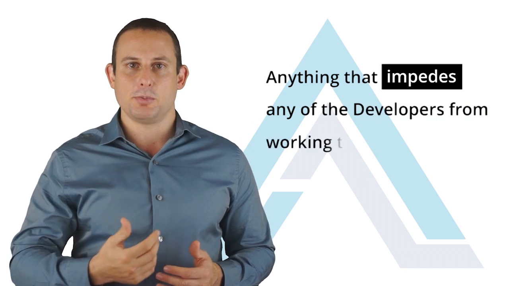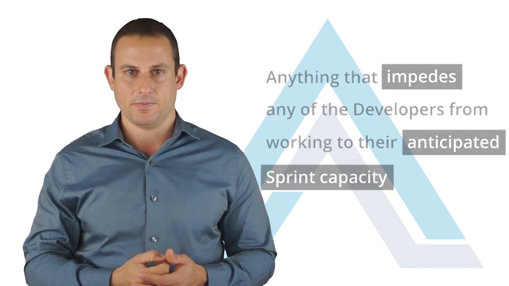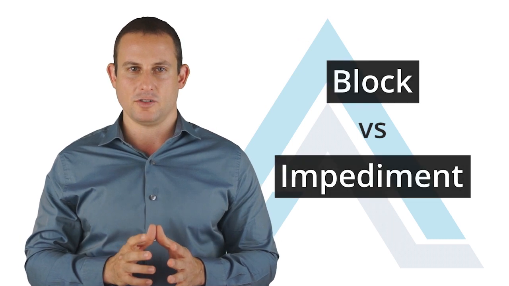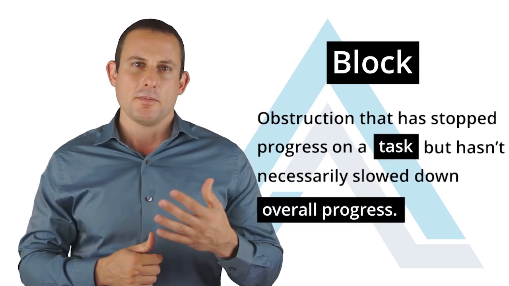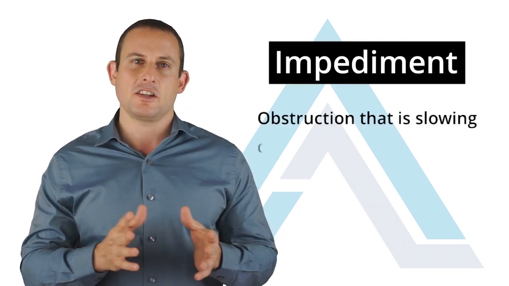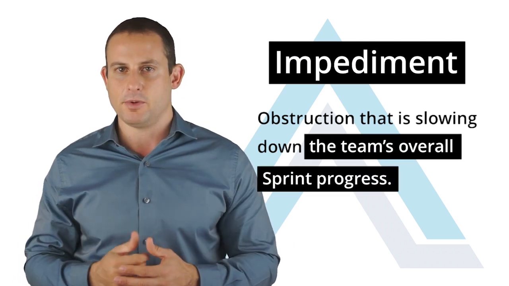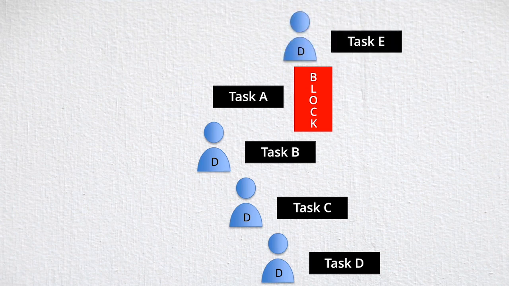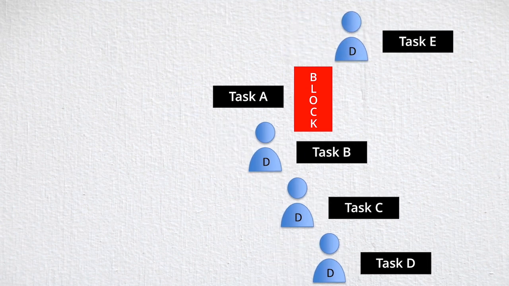Here is the definition that I like to use. It is anything that impedes the developers from working to their anticipated sprint capacity. Many teams use the terms block and impediment interchangeably, but I like to differentiate between the two. I do so to clearly identify an obstruction that has stopped progress on a particular task, but hasn't necessarily slowed down overall progress, which I call a block, versus an obstruction that is slowing down the team's overall sprint progress, an impediment. A typical block occurs when a task has a dependency that has been held up for some reason. A short, temporary block is a reasonably common occurrence and nothing to get too concerned about, because in most cases, other work can be taken on while the dependency is being taken care of.